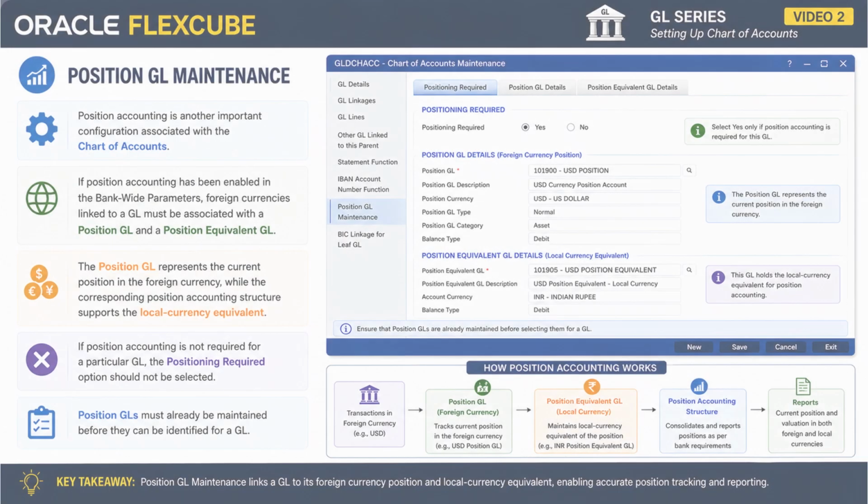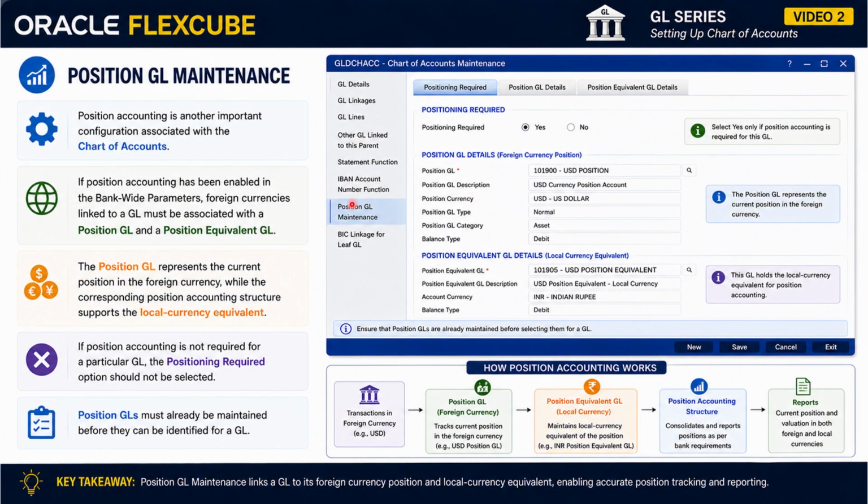Position GL maintenance. Position accounting is another important configuration associated with the chart of accounts. If position accounting has been enabled in the bank-wide parameters, foreign currencies linked to a GL must be associated with a position GL and a position equivalent GL. The position GL represents the current position in the foreign currency, while the corresponding position accounting structure supports the local currency equivalent. If position accounting is not required for a particular GL, the positioning required option should not be selected. Position GLs must already be maintained before they can be identified for a GL.